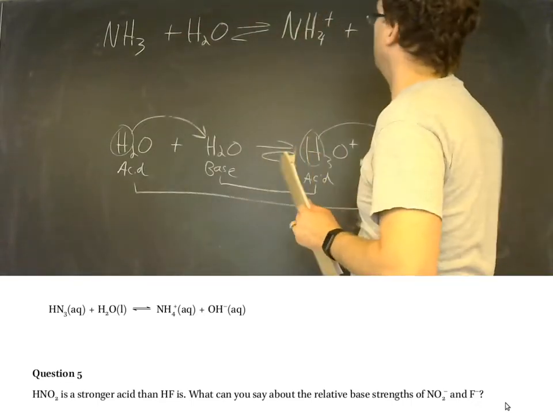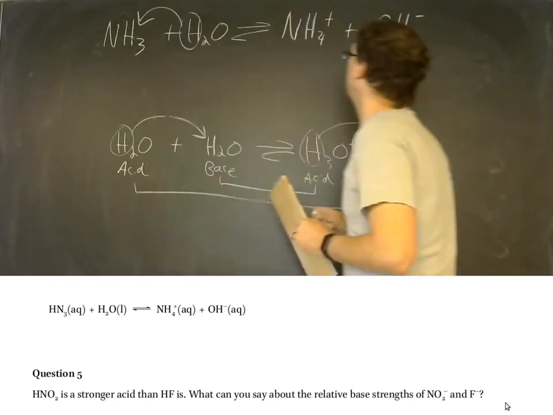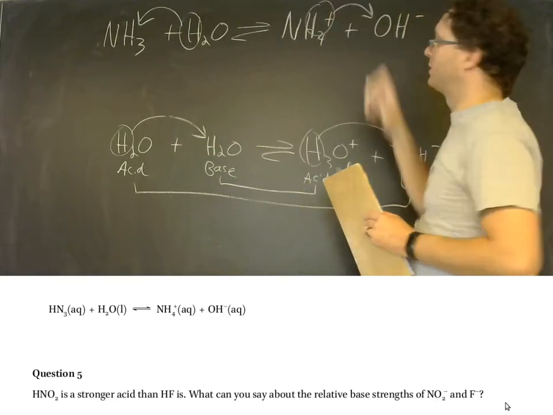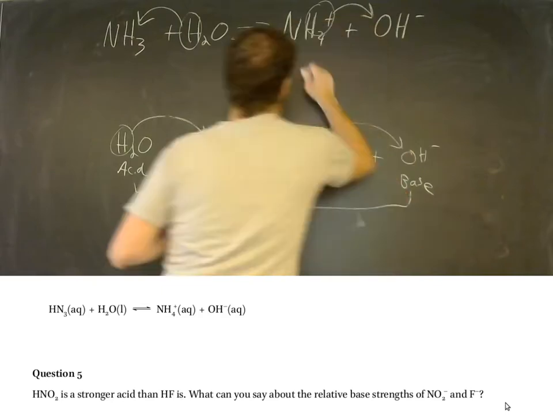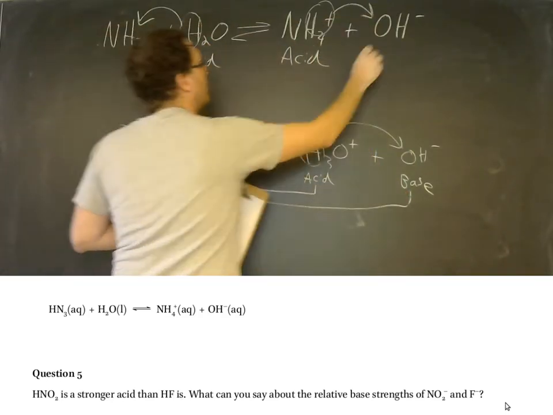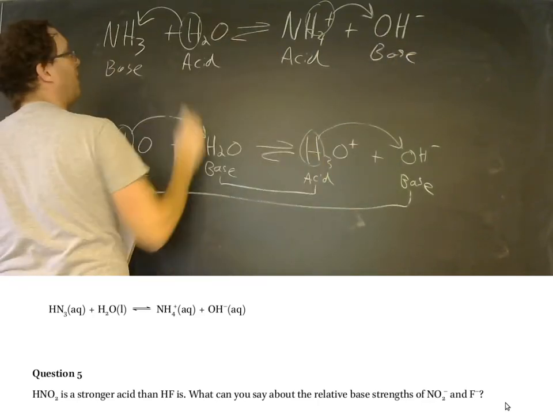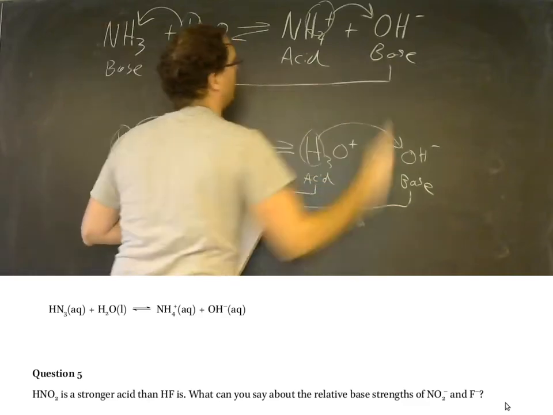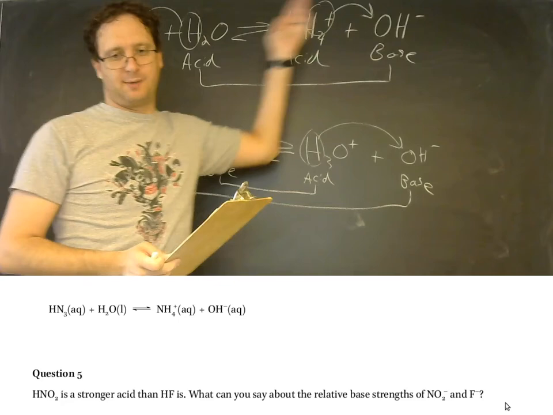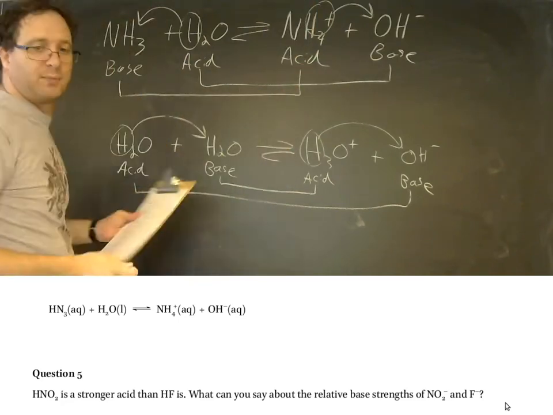And so we're going to have water donating to the ammonia on this side, and ammonium donating to the hydroxide on that side. So we have acid, acid, base, base, and those two are a conjugate pair. They differ only in the presence and absence of an H plus, and these two are the conjugate pair.